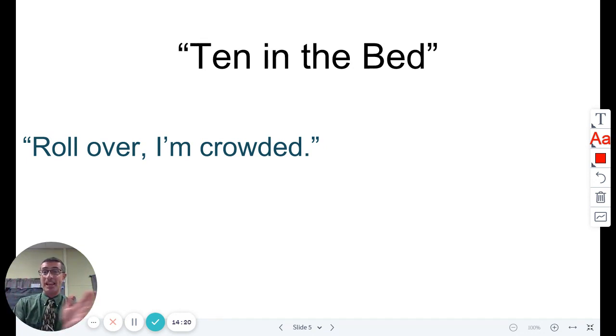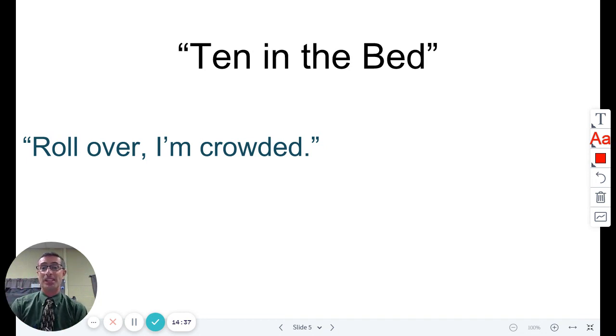Five in the bed and the little one said. Five in the bed. Roll over, I'm crowded, everybody. Roll over, I'm crowded. So they all rolled over and one fell out.